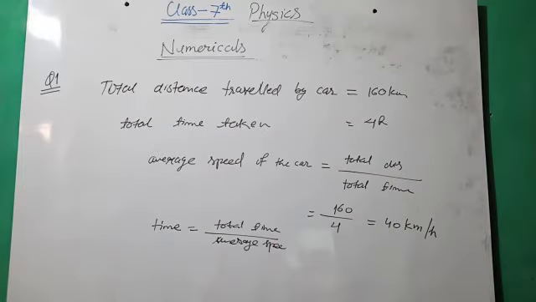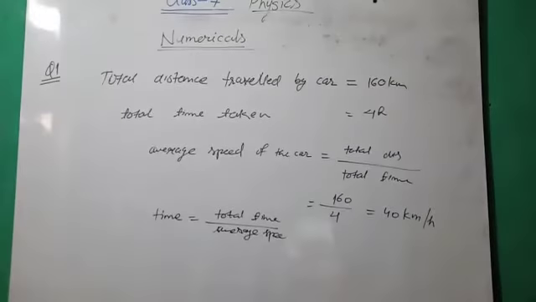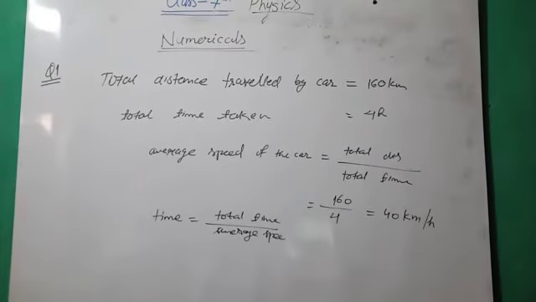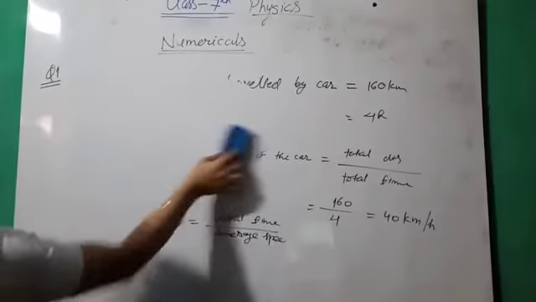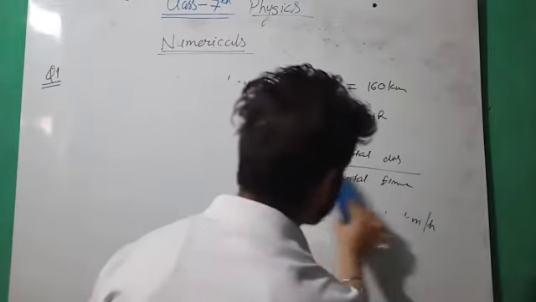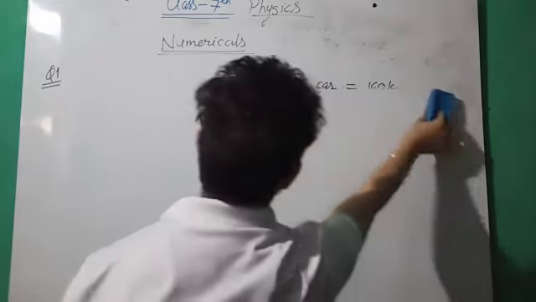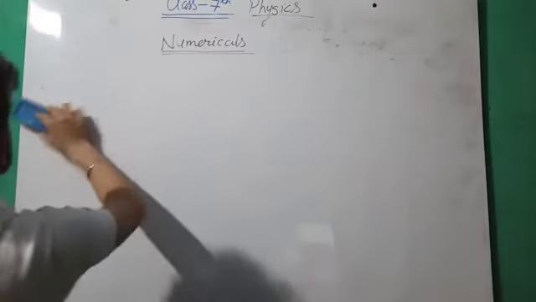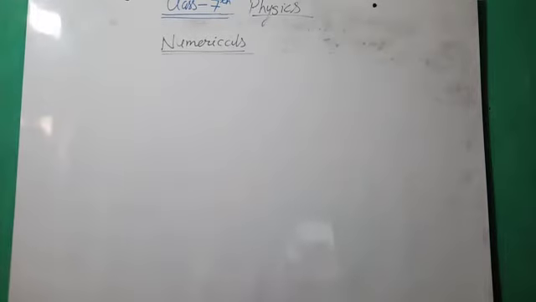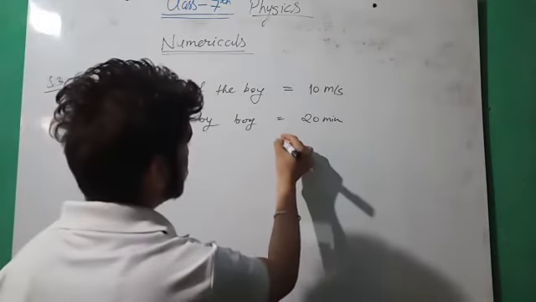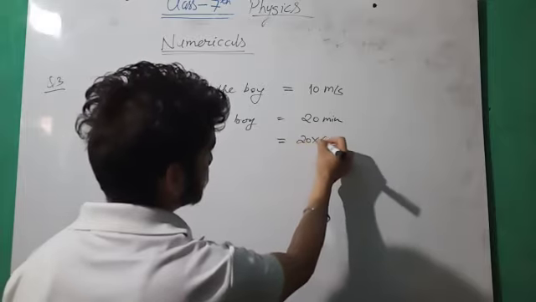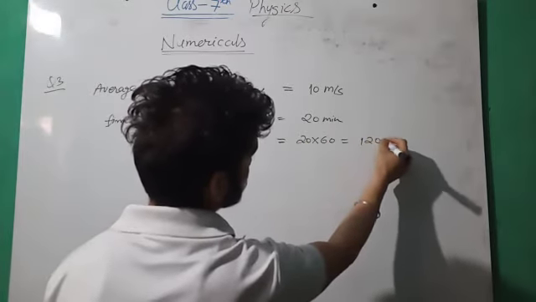Next, a boy travels with an average speed of 10 meter per second for 20 minutes. How much distance does he travel? Again, a very simple question. We have to convert meter per second into kilometer per hour, or we can find it by converting minutes into hours. Given that the boy travels with an average speed, we can convert 20 minutes into seconds by multiplying by 60. So we have 1200 seconds.